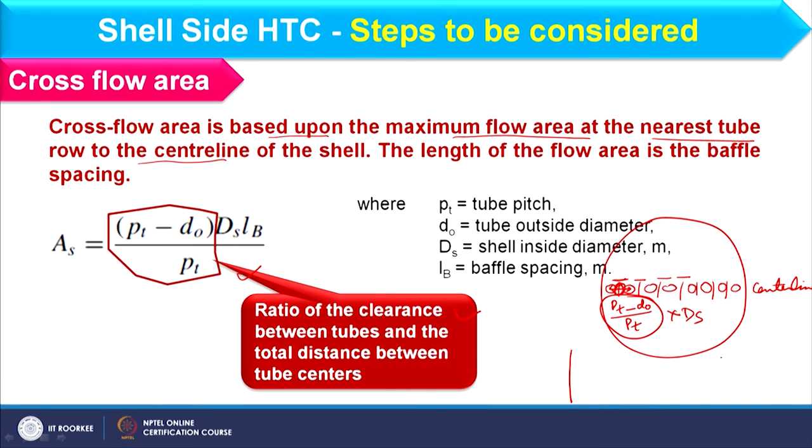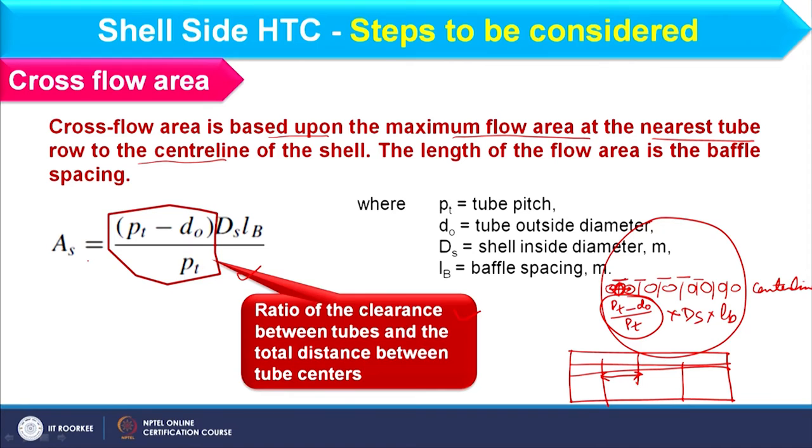When I am considering the area, I should focus on the side view of this. Here I have the tubes, and in this way I put the baffle. So, the maximum flow distance is at the center line, and the flow area would be between these two baffles. So, this into Lb will give the flow area at the center line. So, this As is the gap between tubes into the baffle spacing. It gives basically a rectangle type of section at the center line of the shell.